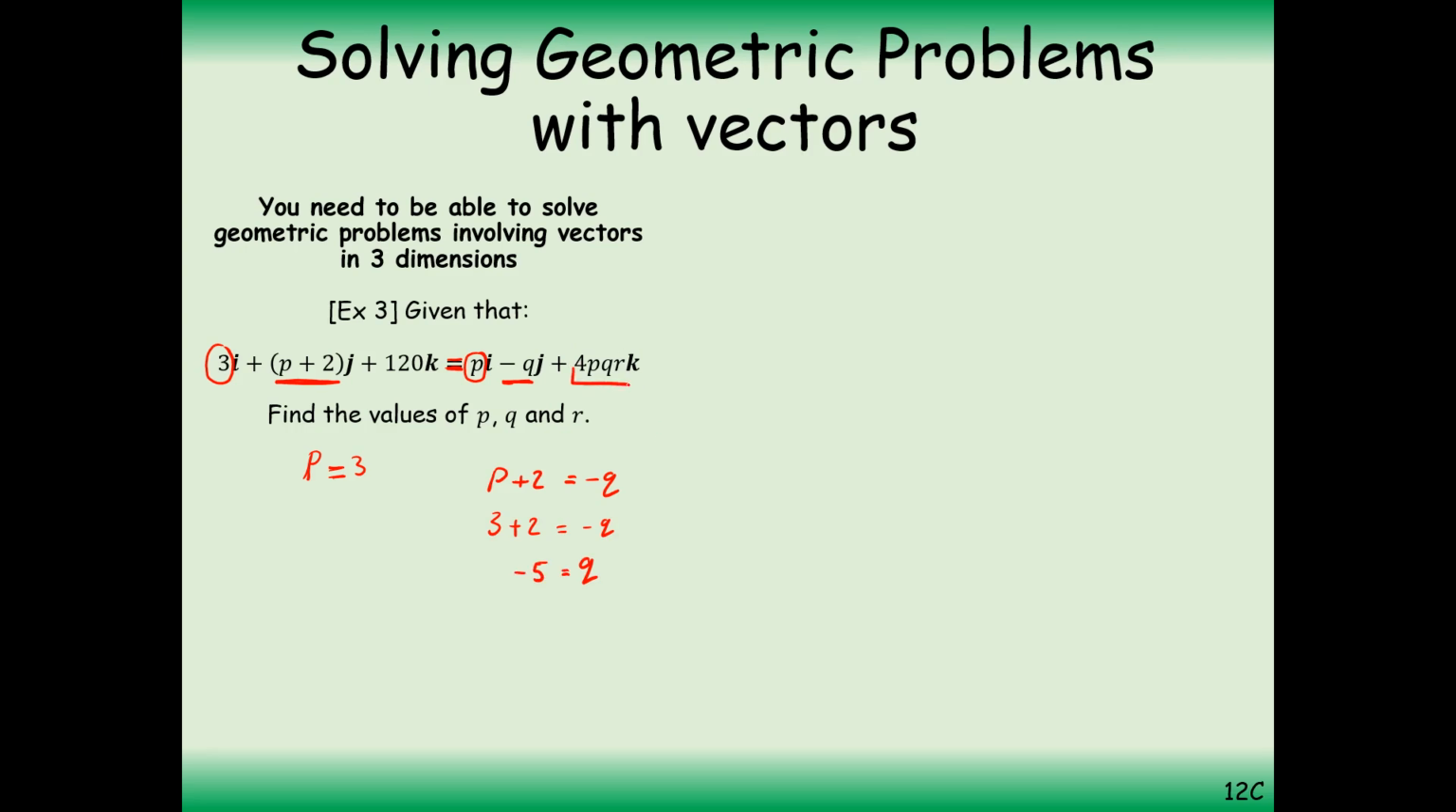Coefficient of k is a product of 4 times p times q times r. That means 4 times 3 times minus 5 times r. This coefficient must match the one on the left, because they're both coefficients of k. 120 must equal the product of these four values. We already know that 12 times minus 5 is minus 60. Minus 60r is equal to 120. R must be a negative 2.